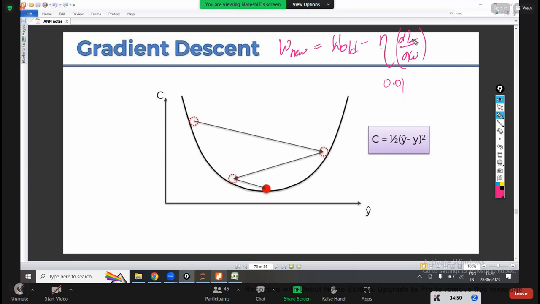Now, there is a problem here. Okay, there is a problem. What is the problem? It is identifying the minimum value, but here, if you take a graph like this, one graph, now you have started your weight here.